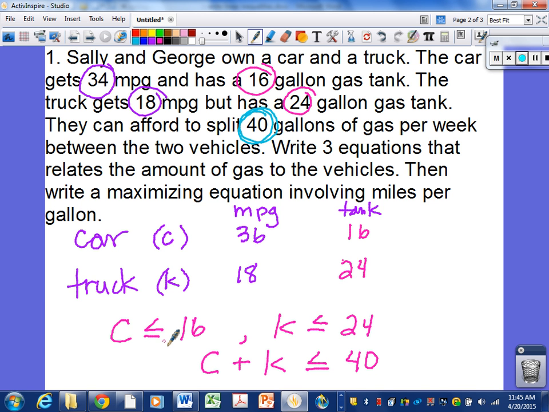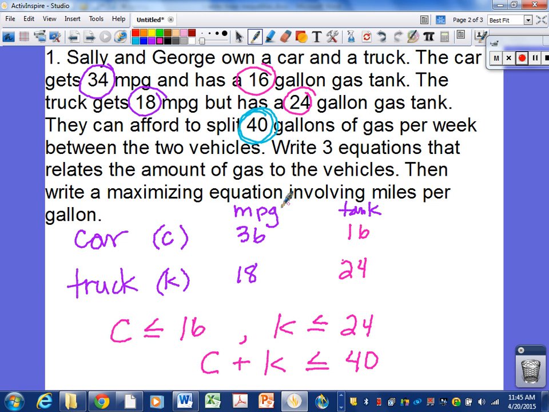So we have a car gas relationship, we have a truck gas relationship, and then you have one between the two of them, because you can only afford 40 gallons per week. And so those are your three inequalities.